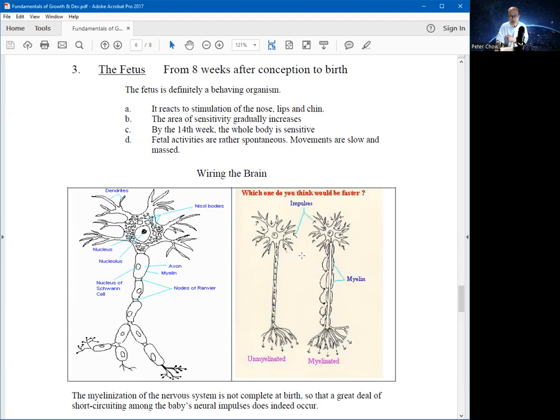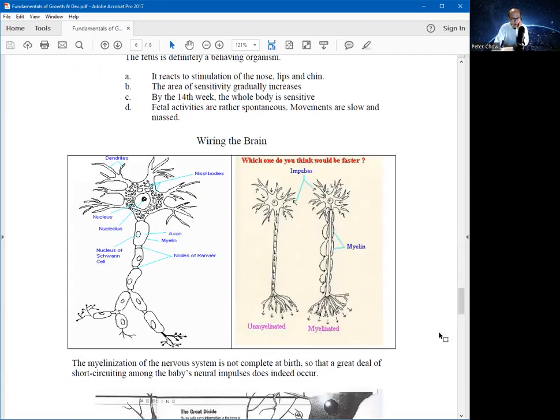Now, in the fetus, the insulation, the myelin, wasn't formed at that time, or was prematurely formed. So a lot of short circuiting, and therefore the mass movement, not differentiated. All right. So you see here, it's not complete, is that right? The myelinization of the nervous system is not complete at birth. Therefore, there is a great deal of short circuiting of neural impulses among babies.